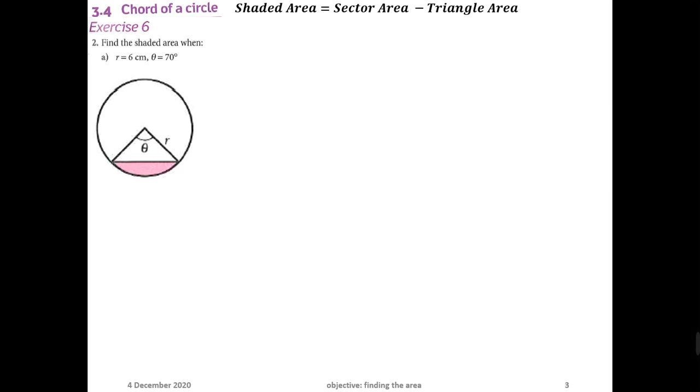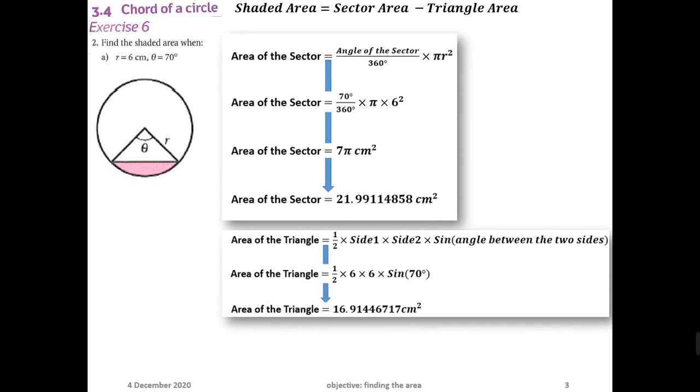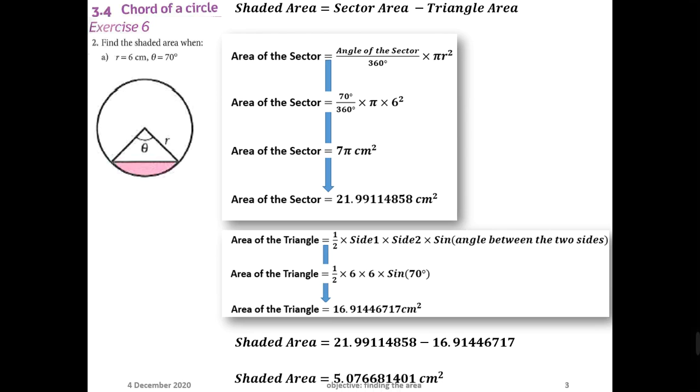So that is the basic formula that we're going to use to find the shaded area, which is the area of the sector minus the area of the isosceles triangle. We found first the area of the sector, and then the area of the isosceles triangle. All we need to do is subtract the area of the triangle from the area of the sector to find the area of the segment. Then you can put your answer rounded to 3 significant figures, and in this case it's going to be 5.08 centimeters squared.